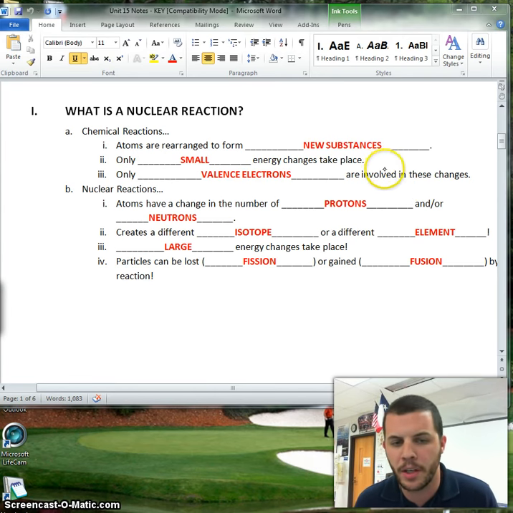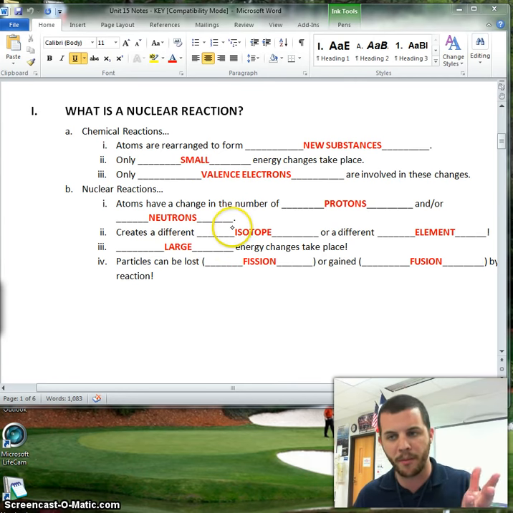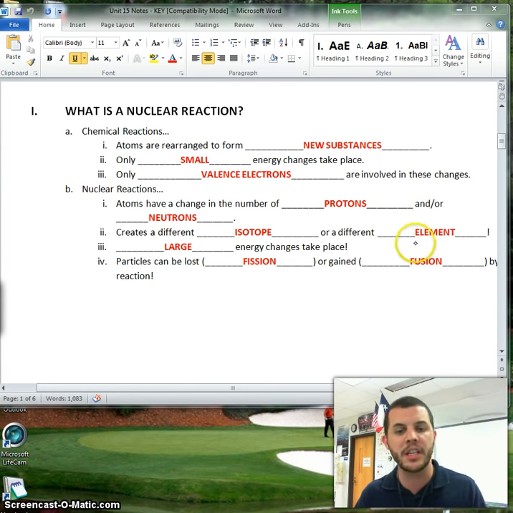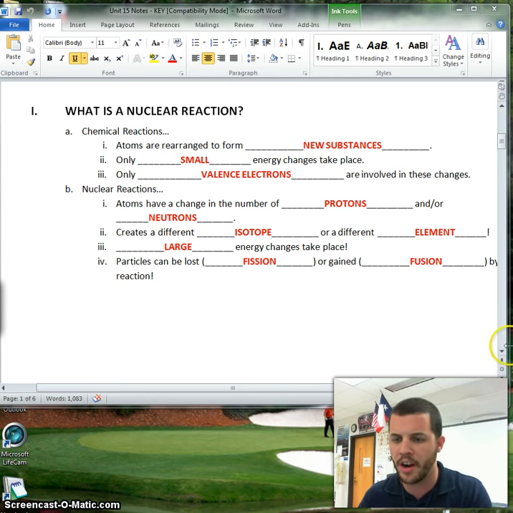The difference in a nuclear reaction is that we actually take atoms and break them down to form completely new identifiable elements. This says atoms have a change in the number of protons or neutrons, so it can either create a different isotope, which is where you have the same number of protons but a differing number of neutrons, or you can actually form a completely new element. So the biggest difference here is that you're going to experience extremely large amounts of energy change, and the ones that are the most popular are fission and fusion.